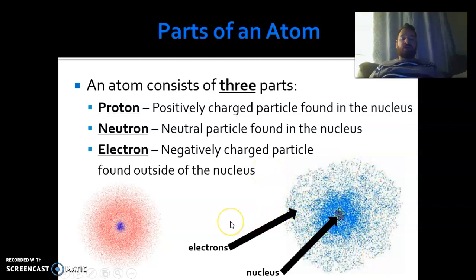And even though electrons are significantly smaller than protons, their charges are equal and opposite. So the charge of one proton is a positive one charge, and the charge of one electron is a negative one charge. They would be able to cancel each other out.